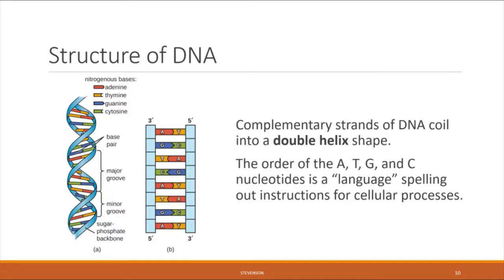The function of DNA in living organisms, which we also learned previously, is that it is an information storing molecule. And it is the order of the letters, the order of the nitrogenous bases, A, T, G, and C, which represents a sort of language for spelling out instructions for how to perform cellular processes and make various structures for the cell. So A, T, G, and C are kind of like the letters in this language of the DNA blueprint itself.